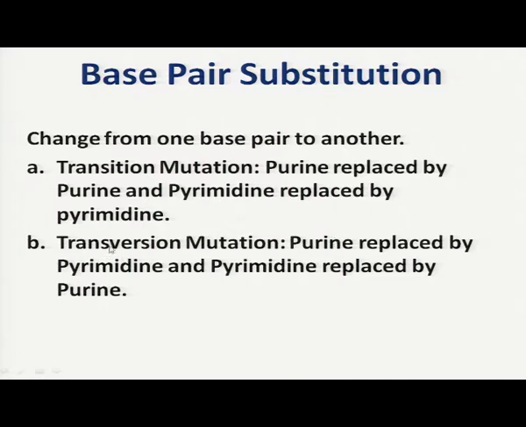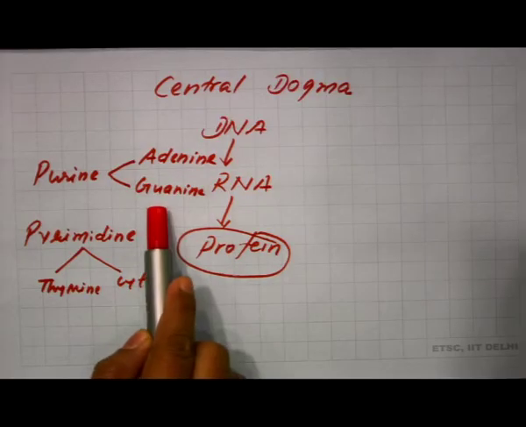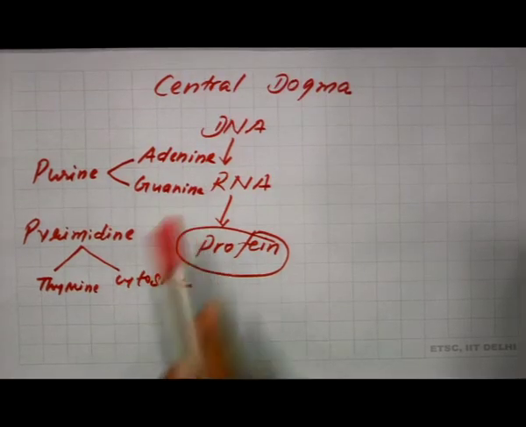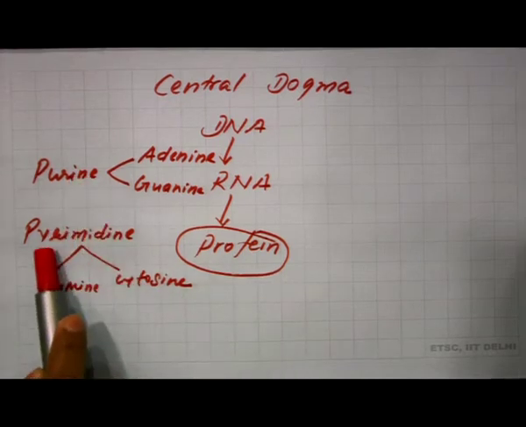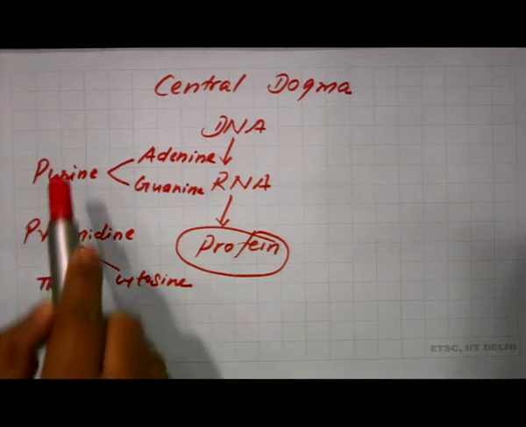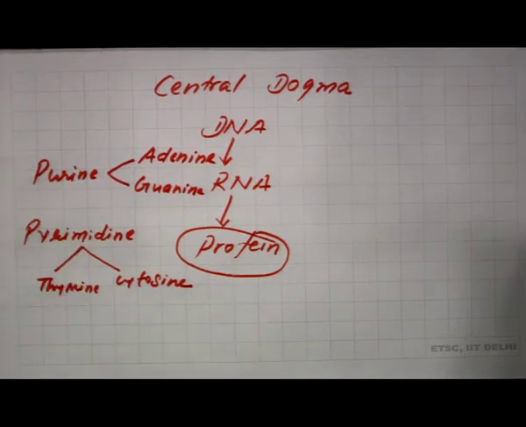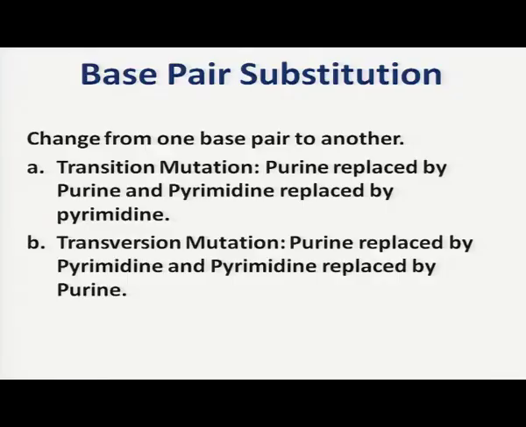The next type of base pair substitution mutation is transversion mutation, in which a purine is replaced by a pyrimidine and a pyrimidine is replaced by a purine. That means if a particular DNA sequence has either adenine or guanine, that will be replaced by either thymine or cytosine. That means purine will be replaced by pyrimidine and vice versa, and such a mutation is called transversion mutation.